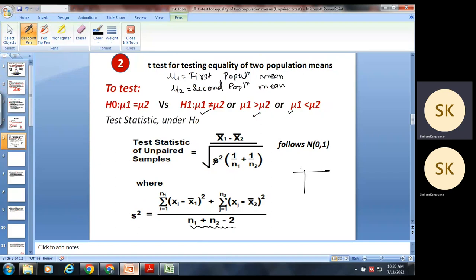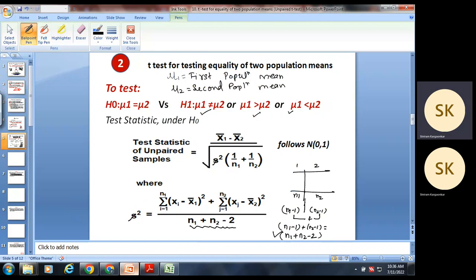Since we have two samples, one and two, there are n1 observations here and n2 observations there. We subtract one observation from each, so n1 minus 1 and n2 minus 1. When we add these two, we get n1 minus 1 plus n2 minus 1. For calculating the sample mean square, we subtract one observation from each set. If you solve it, we get n1 plus n2 minus 2. So don't get confused there.